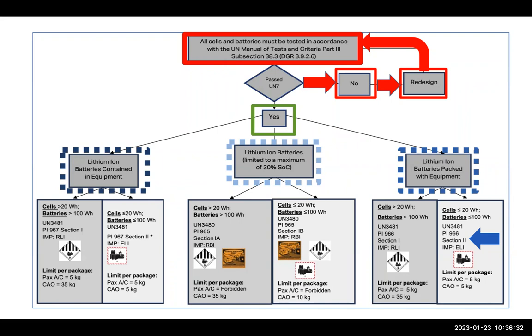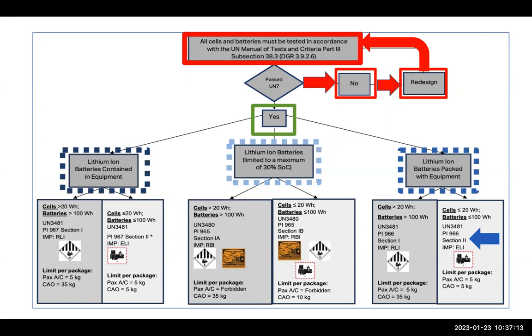So we have another scenario whereby the watt-hour rating is within the limits. However, the quantity limits have been exceeded. So in that case, you're supposed to ship your lithium-ion batteries packed with equipment as section 1. In case any of the two limits is exceeded, either watt-hour rating or quantity limit per package, you should automatically ship your lithium-ion batteries packed with equipment as section 1.